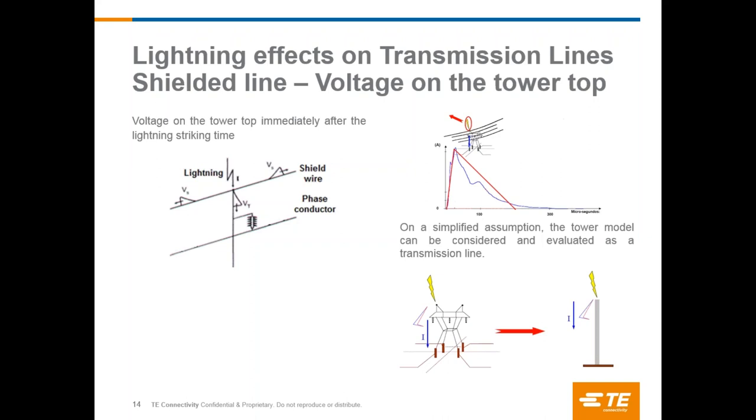The tower model, on a simplified basis, can be considered and evaluated as a transmission line model with transit time T1. Transit time means the time necessary for the electromagnetic wave to travel from point 1, the top of the tower, to point 2, here considered the ground. And we'll be talking about what happens when this incoming voltage reaches the ground.